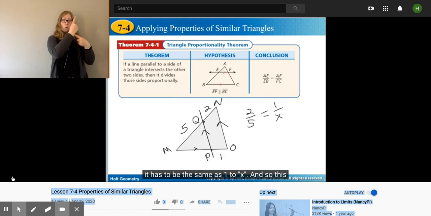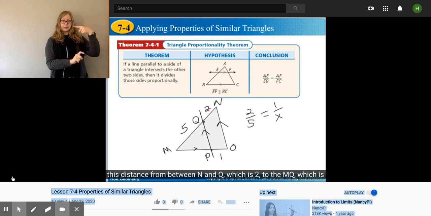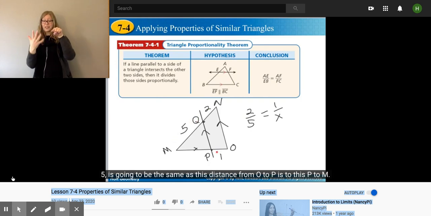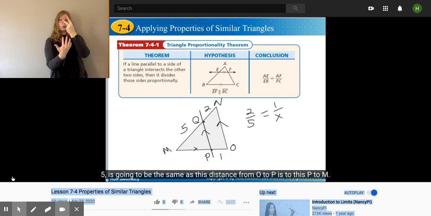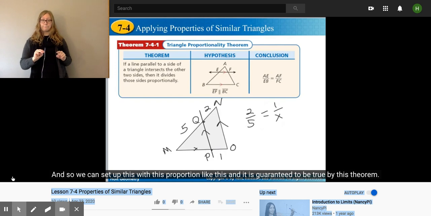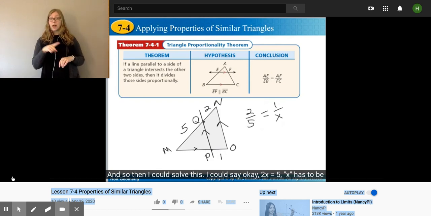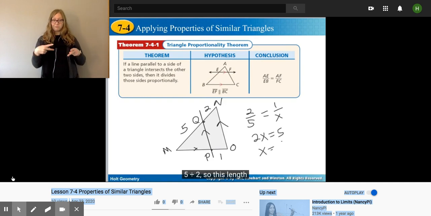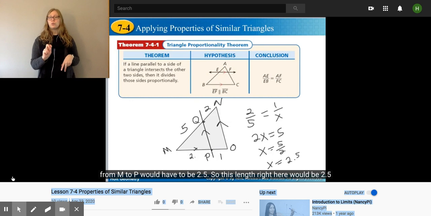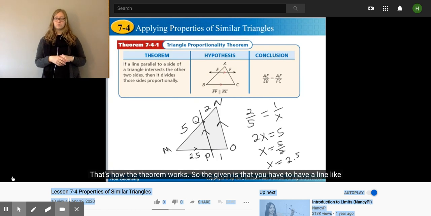And so this distance between N and Q, which is 2, to the MQ, which is 5, is going to be the same as this distance from O to P is to this P to M. And so we can set up this proportion like this, and it's guaranteed to be true by this theorem. And so then I could solve this. I could say, okay, 2x equals 5. X has to be 5 divided by 2. So this length from M to P would have to be 2.5. So this length right here would be 2.5. That's how the theorem works.